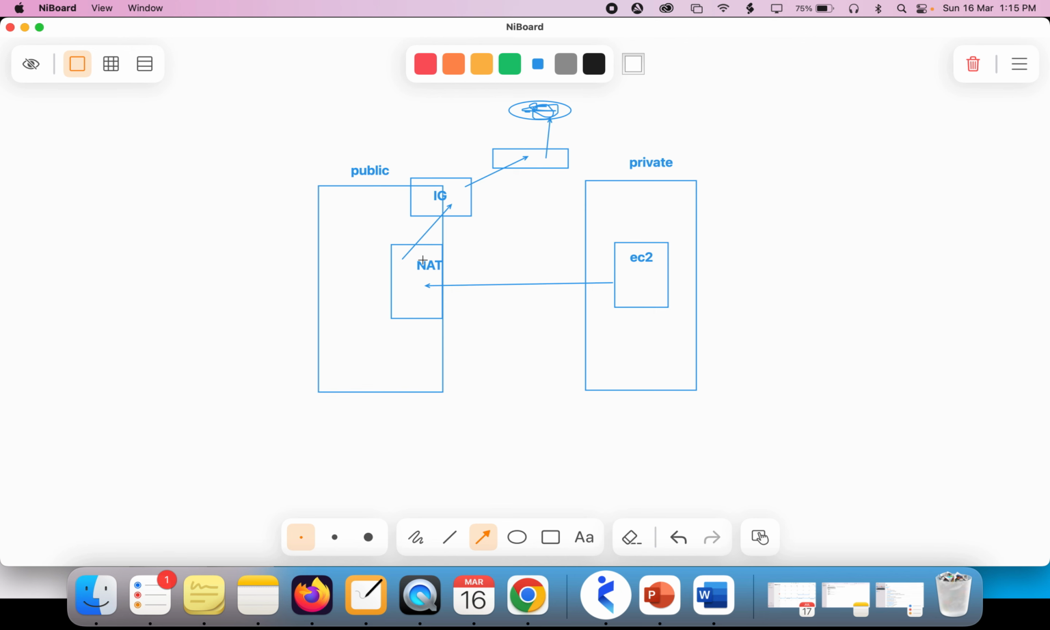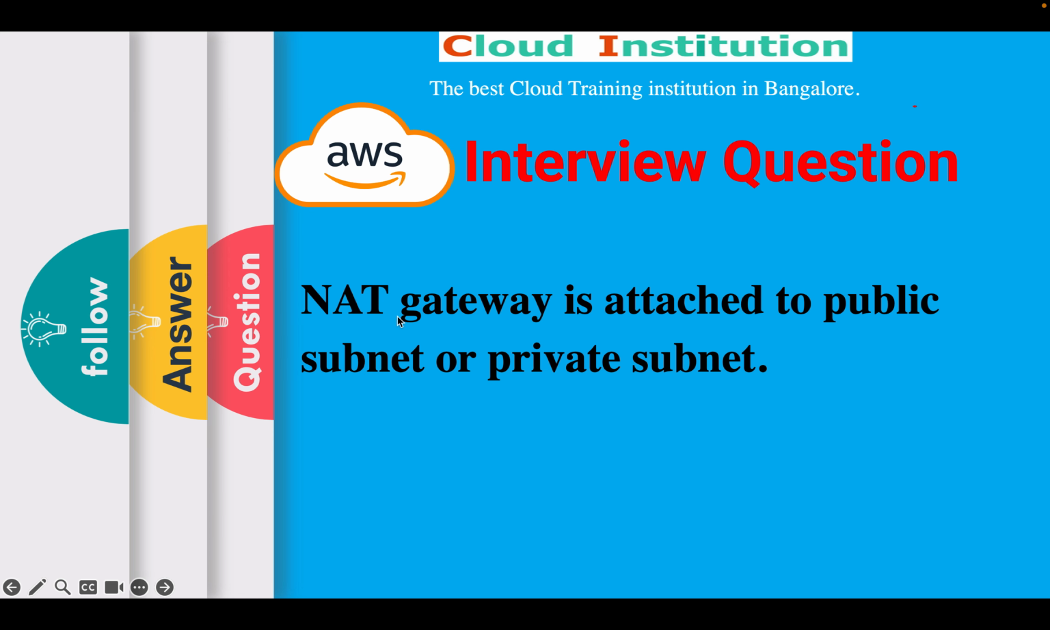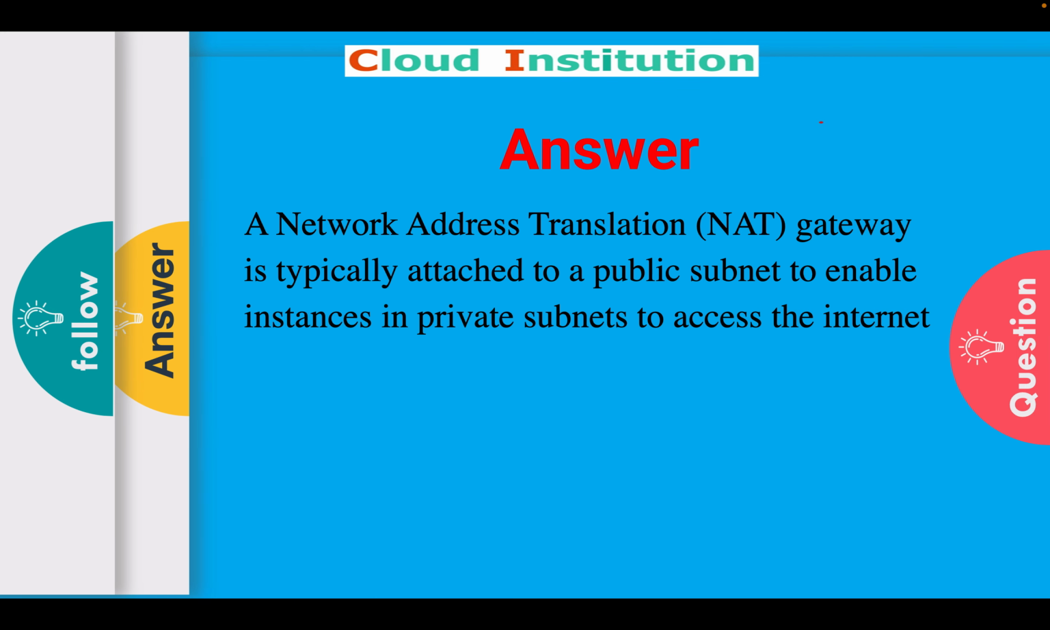So the simple answer for this question, whether the NAT gateway is attached to a public or private subnet, is: the Network Address Translation (NAT) gateway is typically attached to a public subnet to enable instances in private subnets to access the internet. This is important, guys. If you go for an interview and you don't know how the NAT gateway works, there will be a direct rejection from the interviewer, because NAT gateway and internet gateway questions are very important in interviews.